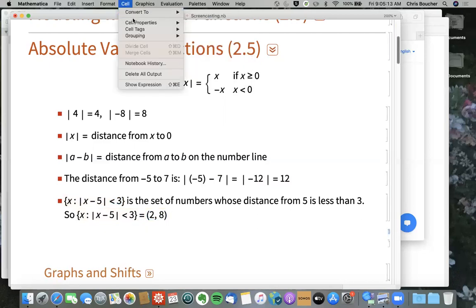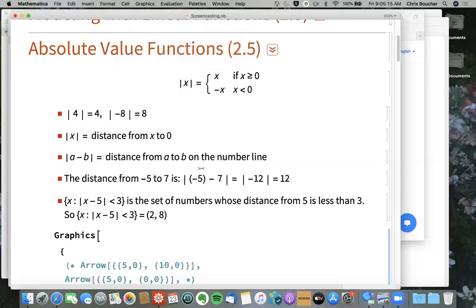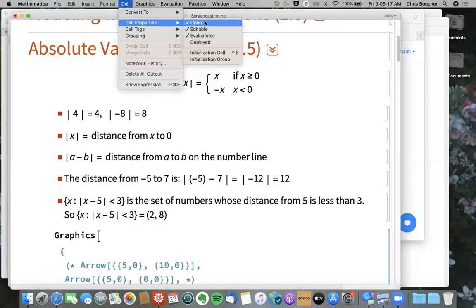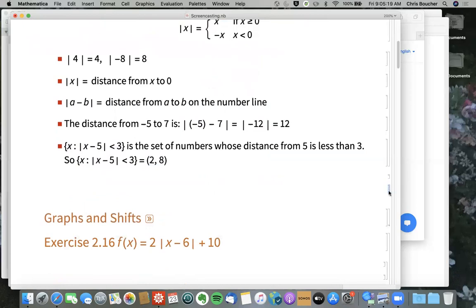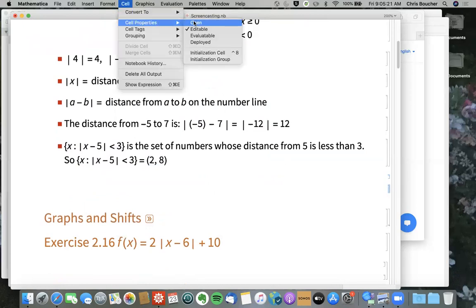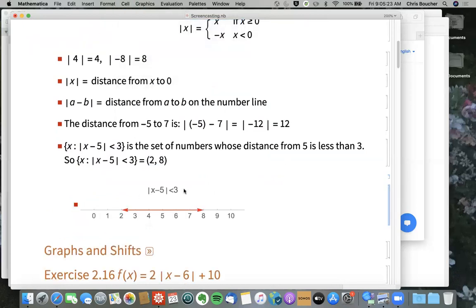And on a number line, that of course just looks like this. And we've graphed intervals before, so there's nothing terribly new about this, but notice that the number 5 is right in the center of this interval, and I go 3 units to the left and then 3 units to the right to get the set of all points that are distance less than 3 from 5.